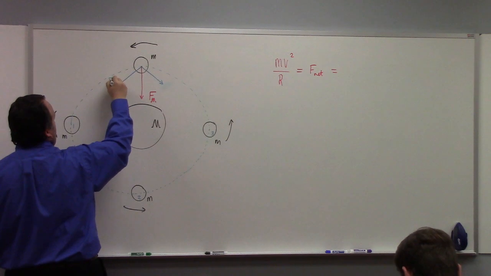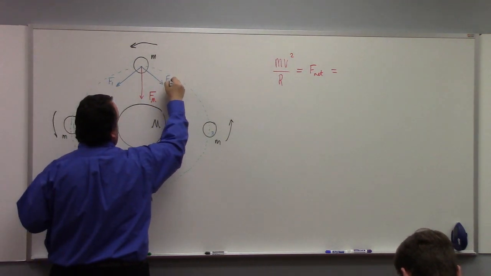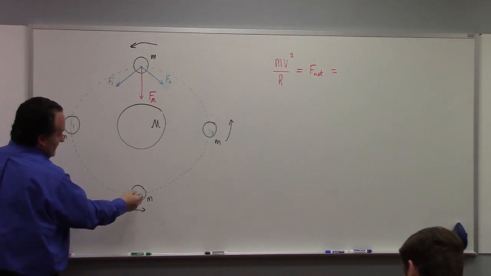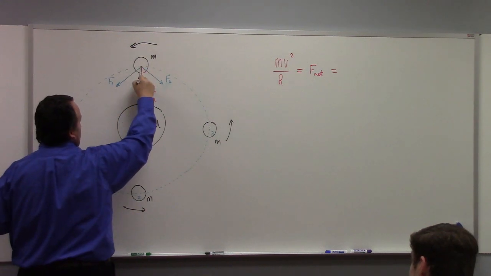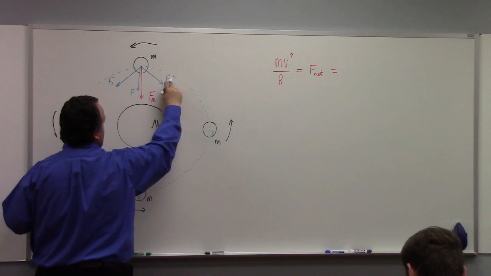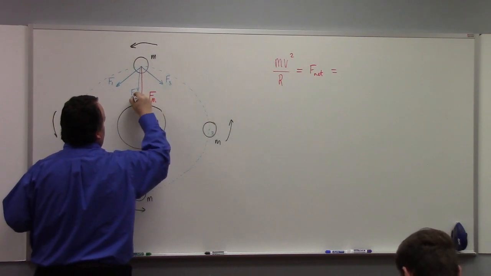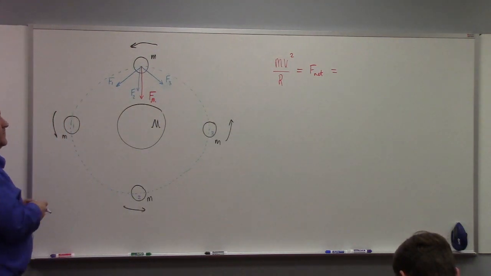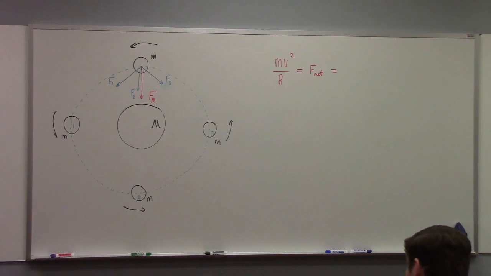So I've got F1, F2, and then of course I've also got down here, my bad, that was 3. I can't stick my own number in. So what's the situation here?